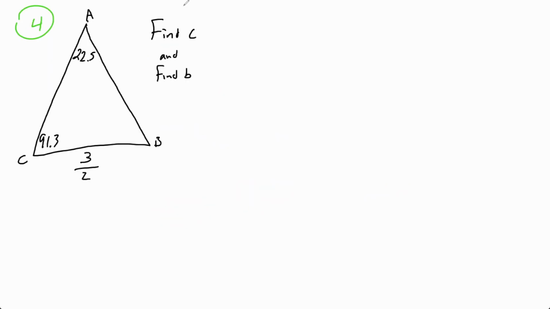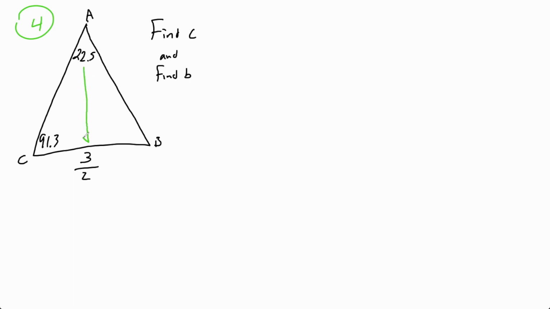Alright, guys, now I got number 4, and it wants us to find two pieces of information. We want both C and B. I'm going to do C first since it's up there first on the review, and I'm assuming there's a reason why. I don't have anything for B, it looks like, right? I don't know big B, I don't know little b, so there's going to be that little extra starting step.